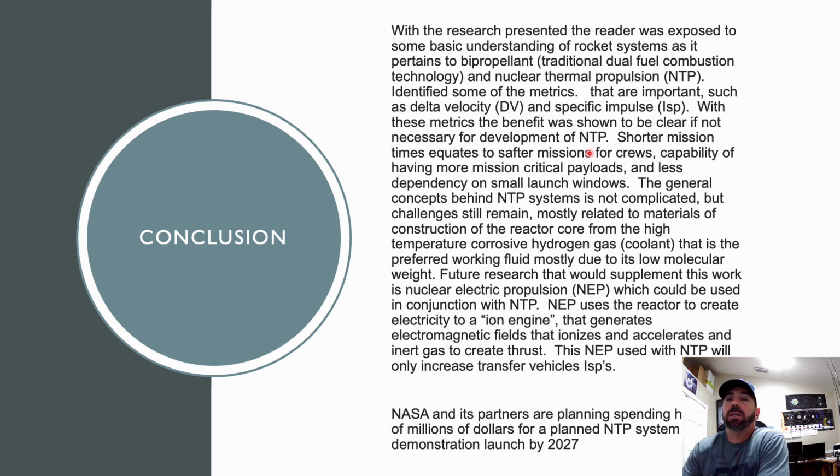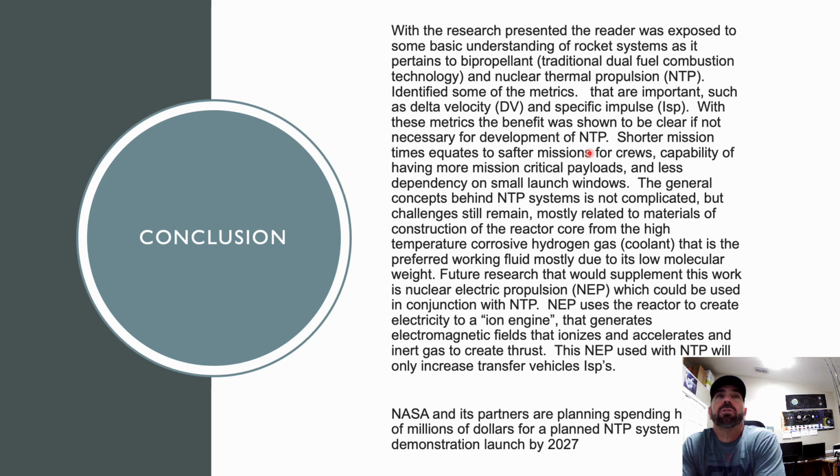In conclusion, with the information presented, the audience was exposed to basic rocket concepts, bipropellant combustion systems, and nuclear thermal propulsion systems. Important metrics were discussed and identified, such as the delta V, delta velocity of a rocket engine, and the specific impulse. It became very clear the benefits of the nuclear thermal propulsion and the high specific impulses that it produced, such as shorter mission trips, crew safety, and less fuel payload.